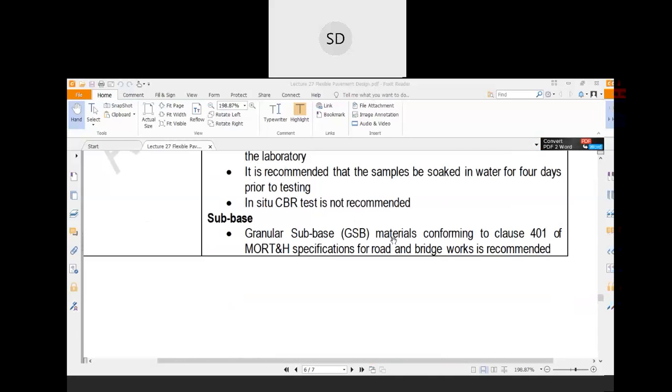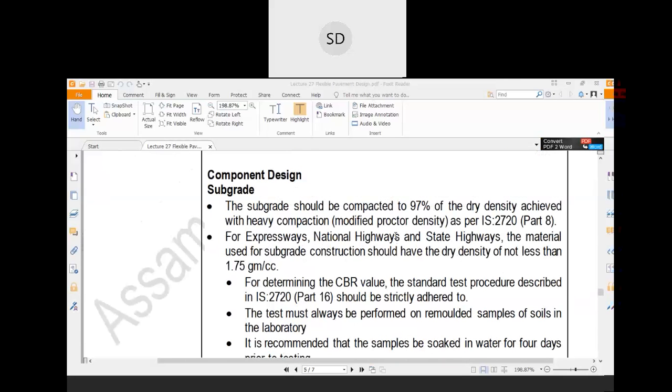Is this portion clear to you? Is this portion clear to you?